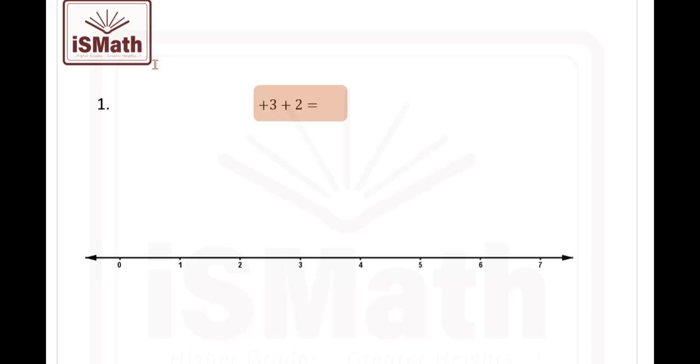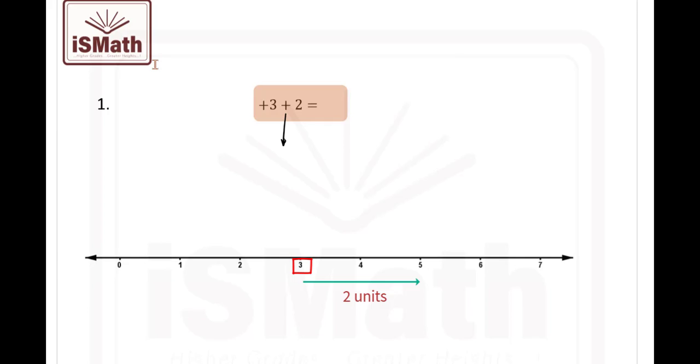And then you move towards the right, because this add 2 means to move to the right. Your direction should be towards the right, but 2 steps to the right. So I'll move 2 units to the right from 3. I'm starting from 3 and I'm moving 2 units to the right.